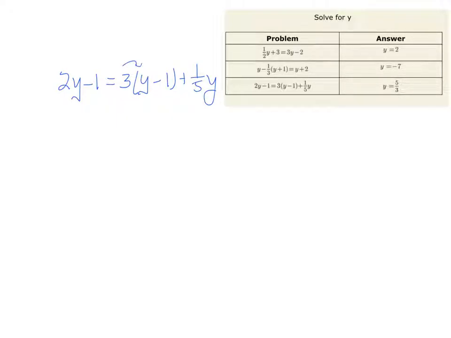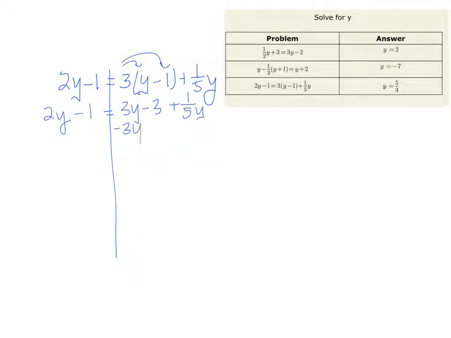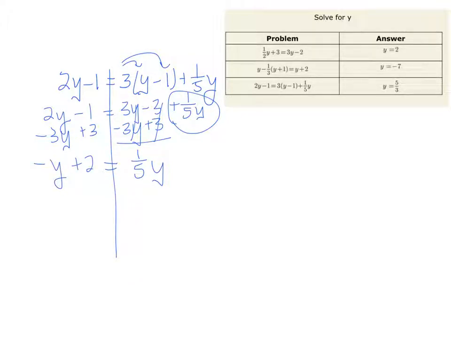I'm going to begin by distributing in this problem. So 3y minus 1. I'm still going to have a 2y minus 1, and now I'll have a 3y minus 3. I still have plus 1/5 y. I want to bring this 3y and combine it, and I'm also going to add 3 at the same time. Do 2 steps here. In essence, I'm doing that because I want this 1/5 y to be left on its own. 2y minus 3y is a negative y. Negative 1 plus 3 is plus 2.